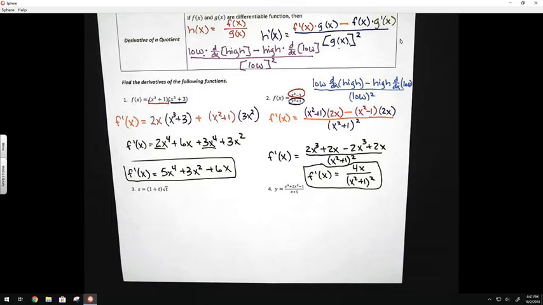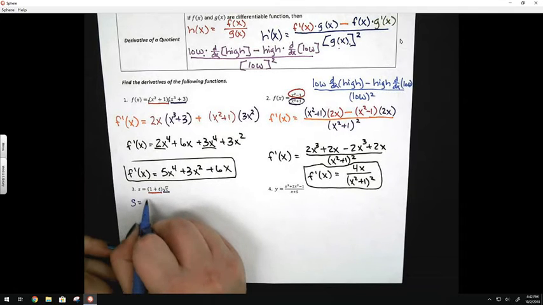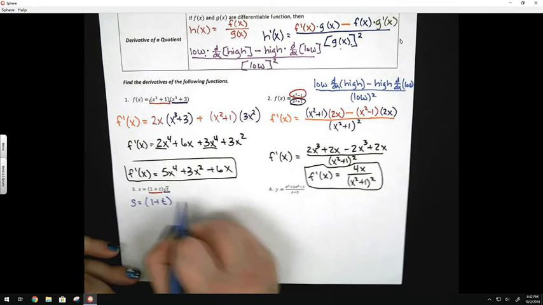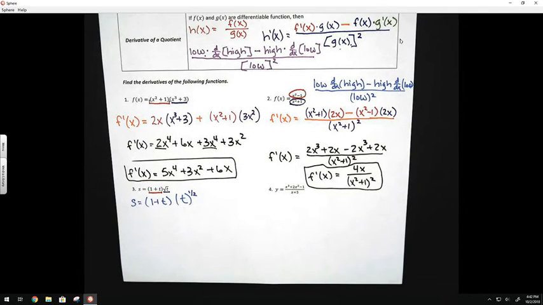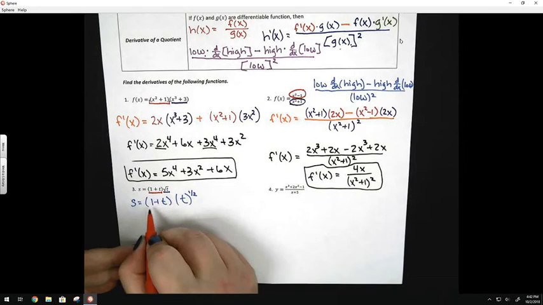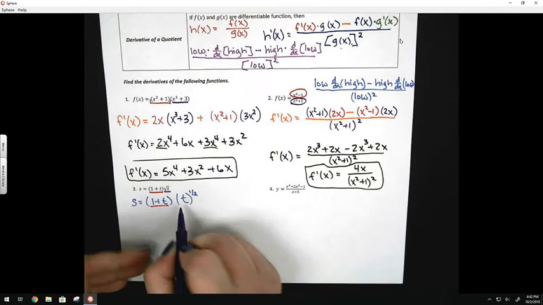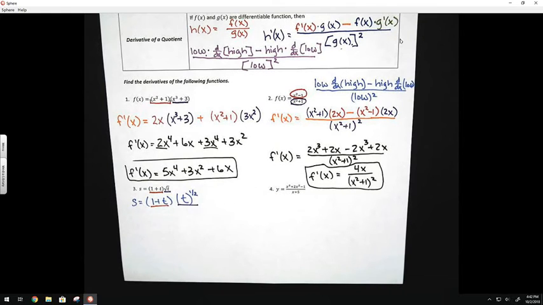So for number 3, my first function is 1 plus t. And my second function is the square root of t. So the first thing I'm actually going to do is rewrite this function so that it's 1 plus t and then times t to the 1/2 power, because that makes it a little bit easier for me to see where I need to take the derivative and what I need to do to take the derivative. So again, this is my first function, this 1 plus t, and t to the 1/2 is my second function.